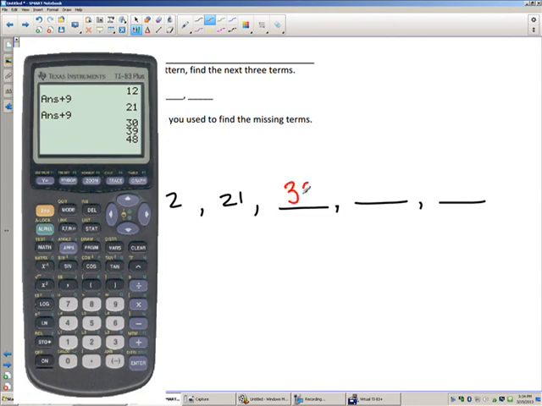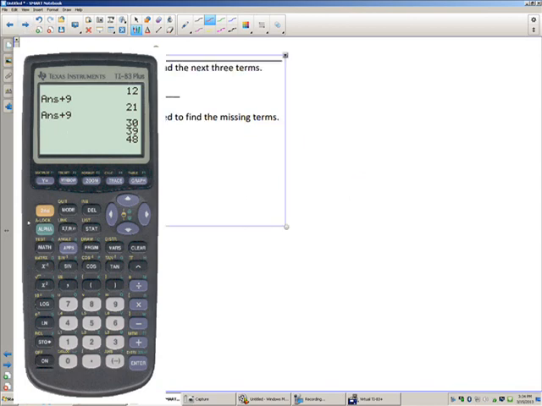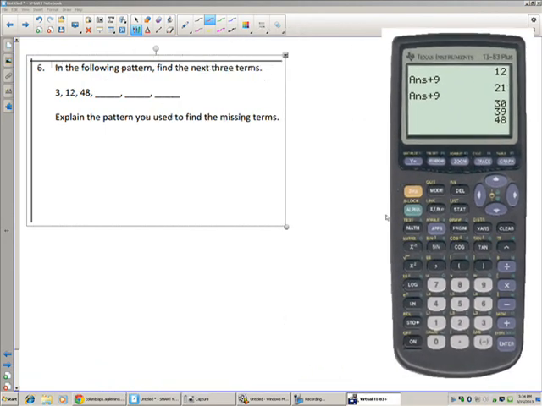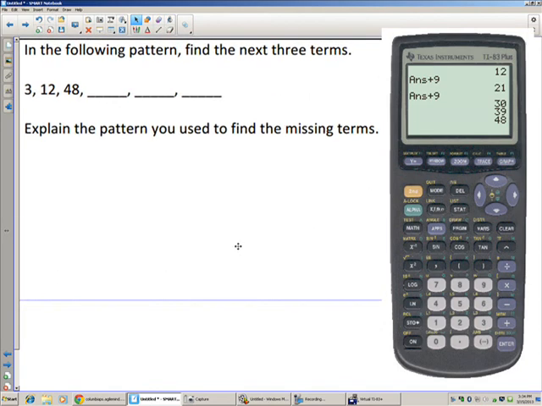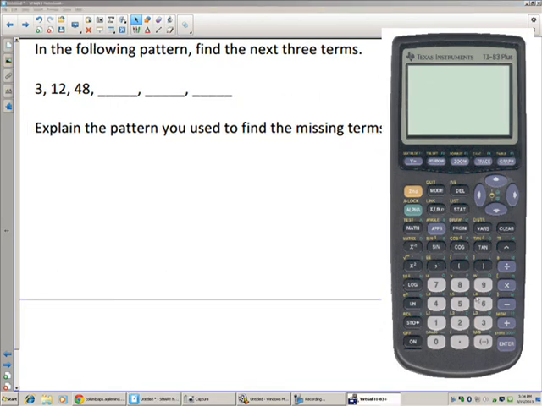Alright, so we have 3, 12, 48, and we have to find again the next 3 missing terms. Now let me blow this up a little bit. Okay, so let's try the plus 9 thing again. If I had 3 plus 9, I do get 12, which is a good sign. Here's that 12 right there. What happens if I add 9 again? Do I get 48? Well, some of you guys probably figured out right away, no, it's not. It's going to be 21, too small. So the adding by 9 thing didn't quite work.